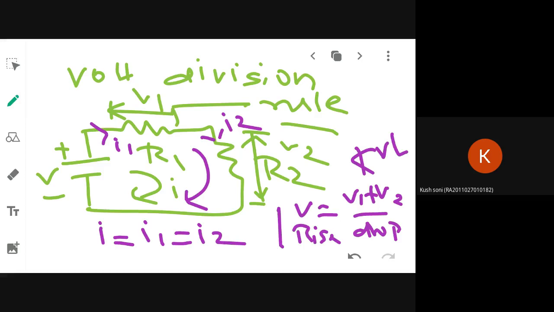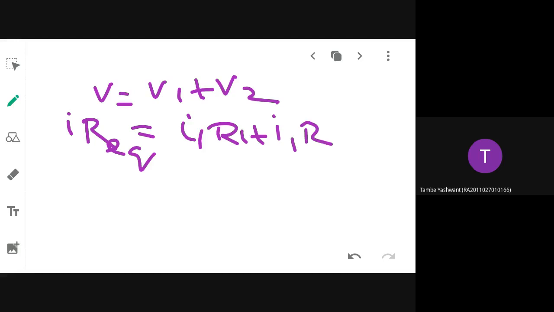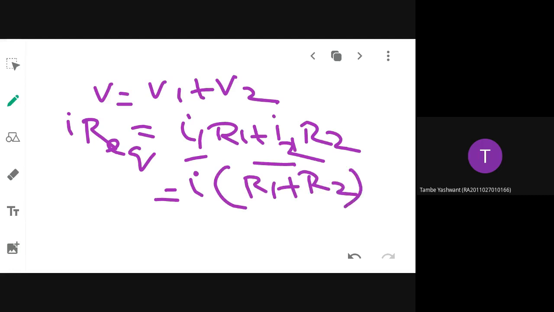Now again, you need to apply Ohm's law. V is equal to V1 plus V2. So how can I write Ohm's law? I into R equivalent, that is total current into R equivalent, equals I1 R1 plus I2 R2. Now I1, I2 are all the same, so I can replace this as a single component. So I into R1 plus R2. On this side, R equivalent. These two will get cancelled.